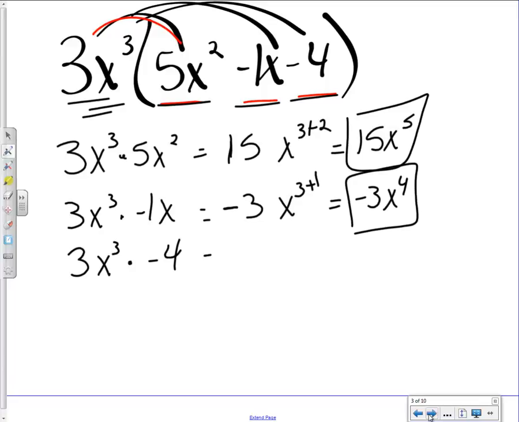The very last one, I have a multiplication problem. Signs are different. The answer is always negative, so I get negative 3 times 4 is negative 12. There is no other x's for this one to go with, so it just gets brought over, and so this ends up being negative 12x to the 3rd.